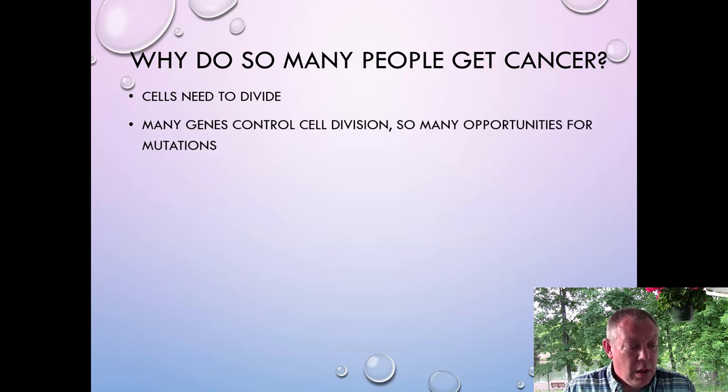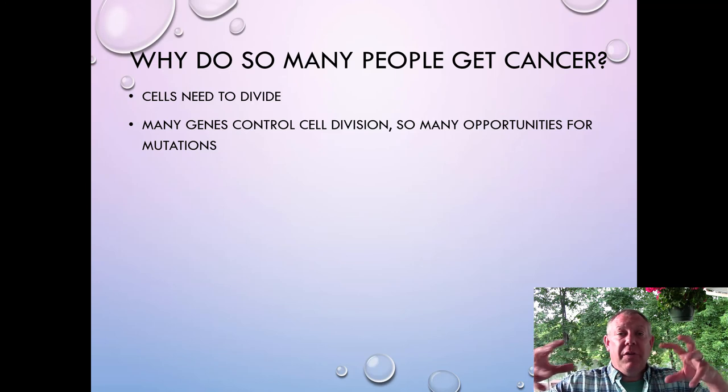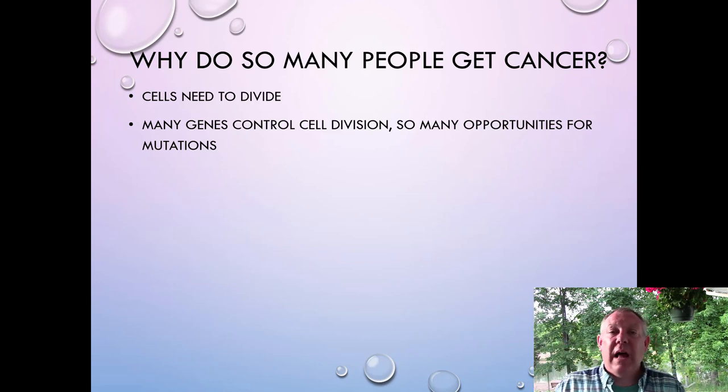Living things cannot survive unless they can replace those worn out cells. So this mechanism has to always be active, and that means it's always got a chance of messing up. We said there are lots of genes that all work together to control cellular division. Well, that means there's lots of potential for mutation, so there are lots of things that could go wrong.